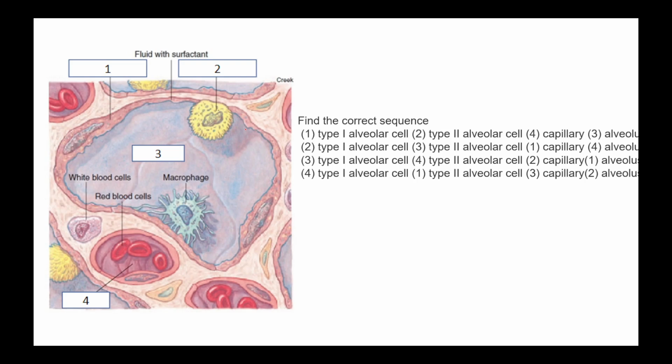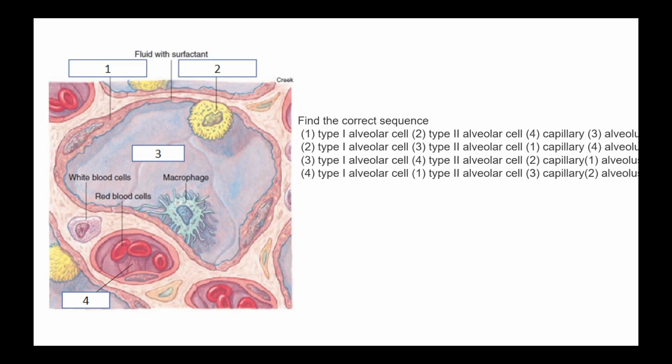Those surfactants help in reducing the surface tension, so that when air and water come in contact with each other, the water molecules should not make a bond with each other and fill the cavity with water. To avoid that, to decrease the surface tension, these surfactants are released from the type 2 alveolar cells.